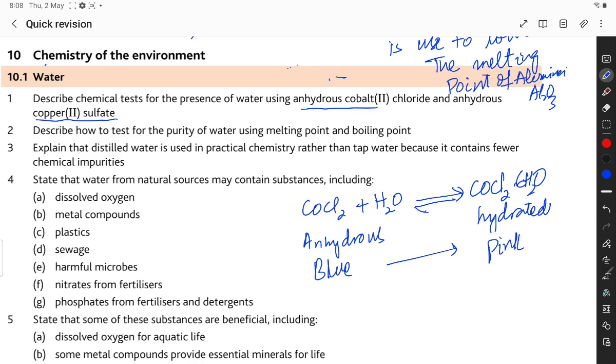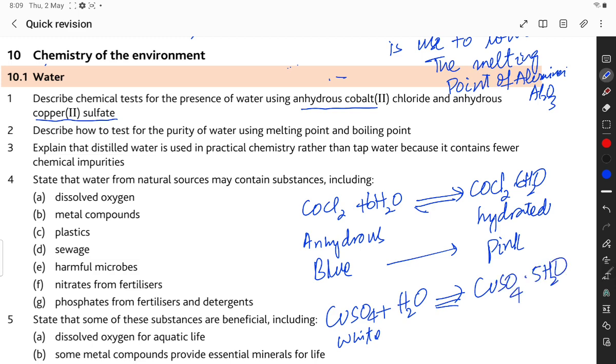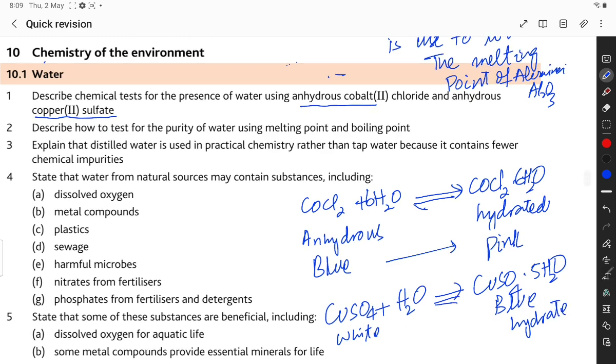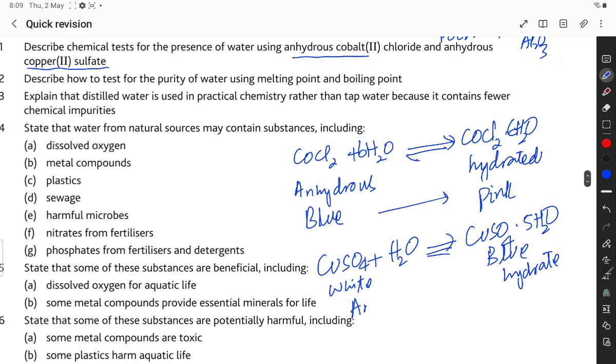Hydrated is pink. Similarly, anhydrous copper sulfate, CuSO4, is white in color. If we add water to copper sulfate, this is also a reversible reaction, and it turns from white to blue. Hydrated is blue. A salt with water molecules is hydrated, and a salt without water molecules is anhydrous.